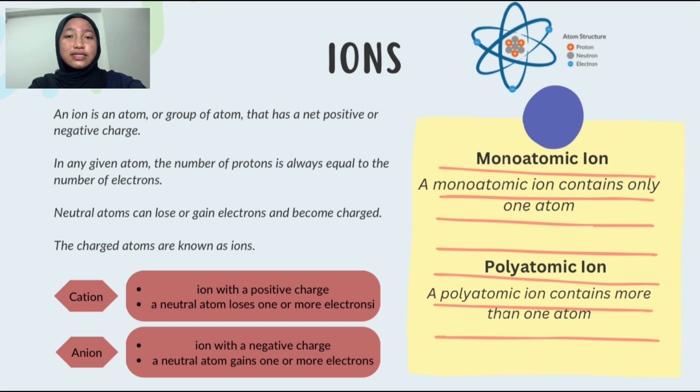For the second type of ion, we have monoatomic ion and polyatomic ion. Monoatomic ion contains only one atom, meanwhile polyatomic contains more than one atom. For those who are confused with monoatomic and polyatomic, we just need to see the front of the word, where mono means one, and for polyatomic, poly means more.